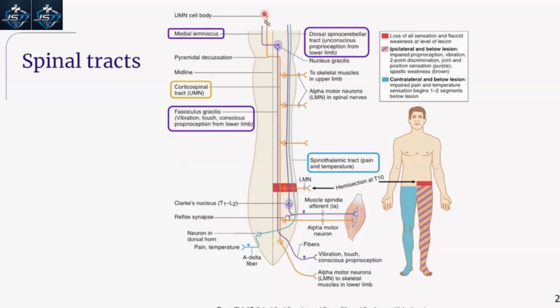We have an upper motor neuron that starts in the cortex. It goes all the way down until it gets to a synapse, and then it synapses with a lower motor neuron. The lower one is going to be the one that exits the spinal cord and then innervates whatever muscle it needs to innervate.